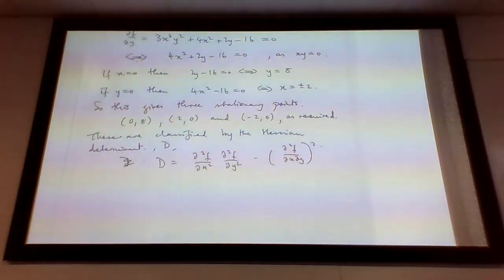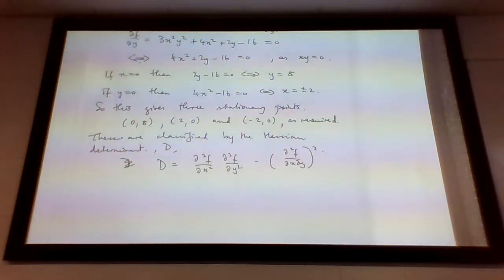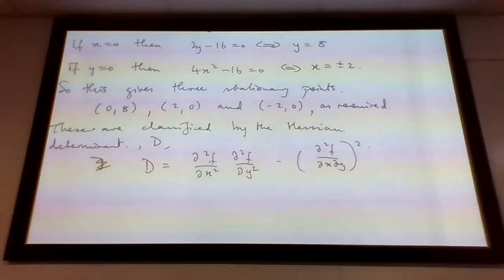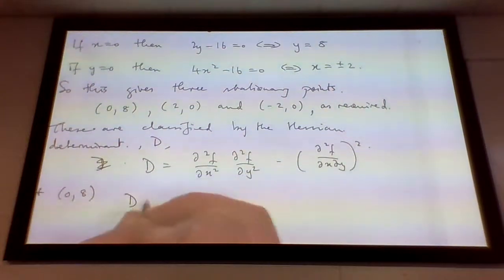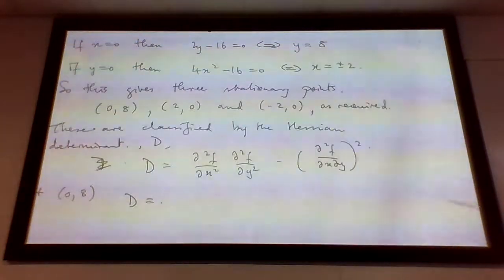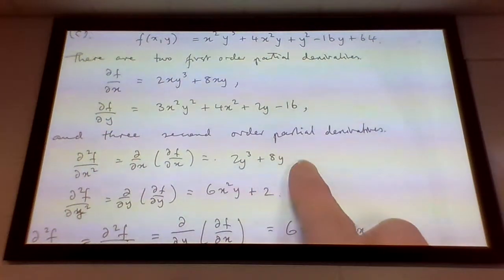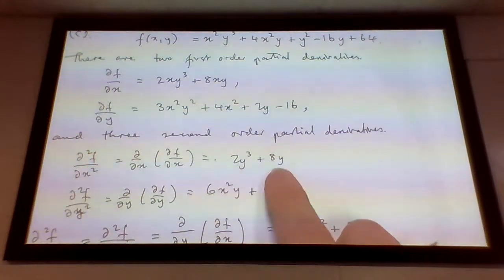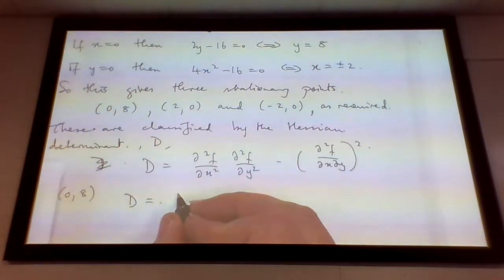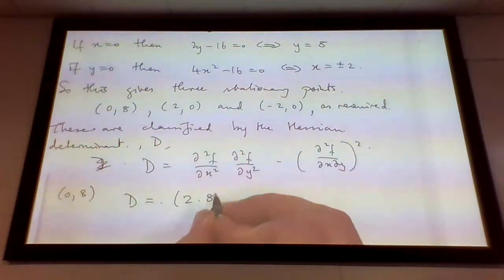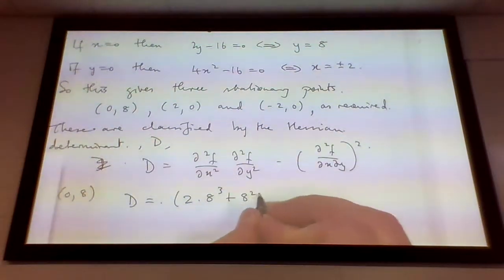So let's take each of the points, and I won't bother developing the full formula for that. It's not really necessary. I've got the 3 bits of it further up my page. So I'll just look at each of the points in turn. So at 0, 8, D is equal to, so x is 0, y is 8. So it's going to be 2 times that. So it's 2 by 8 cubed plus 8 squared by 2.